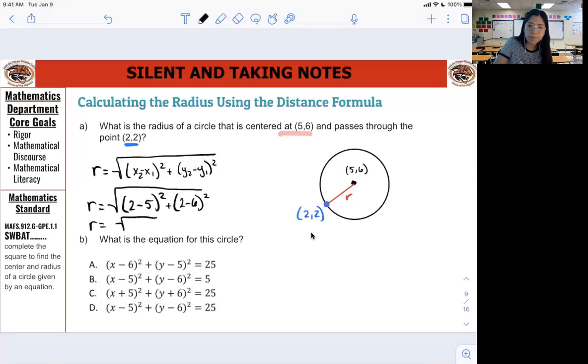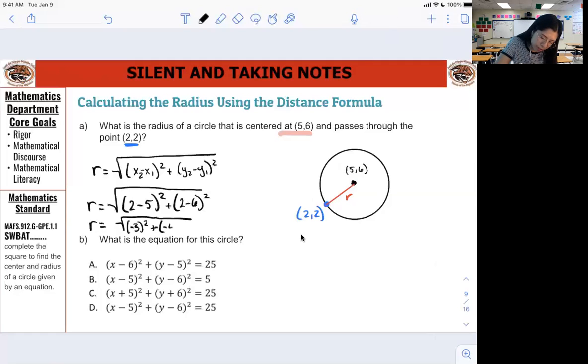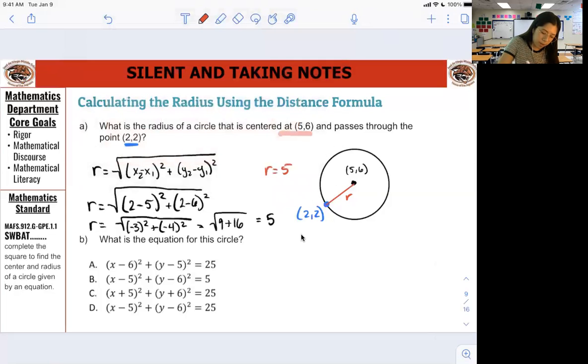2 minus 5 is -3 squared. 2 minus 6 is -4 squared. What's the square root of 9 plus 16? We got 5. So the radius is 5. R equals 5. Now we have everything we need. Go ahead and figure out which of these answer choices tells me the equation of the circle.